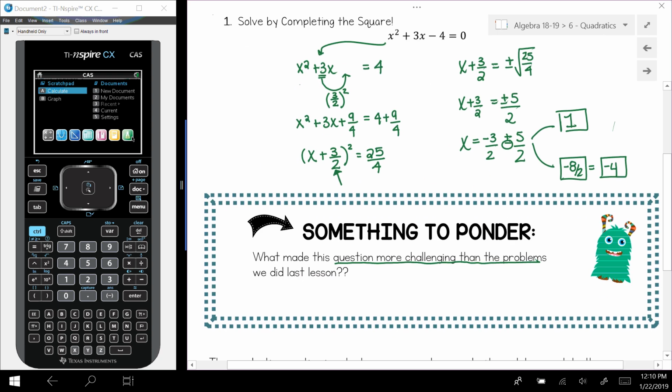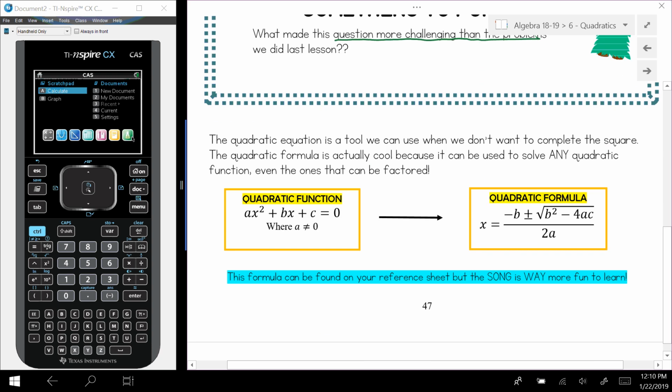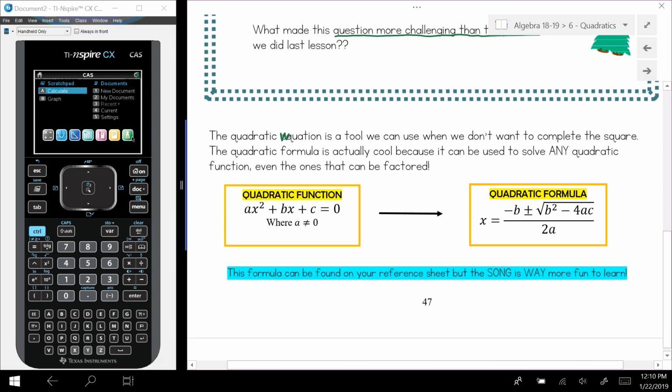So when completing the square isn't something we feel like doing, there's something in the world of algebra that's really important, and it is called the quadratic formula. What's so cool about the quadratic formula is that it will solve any quadratic equation algebraically. Literally any of them: the ones that can be factored, the ones that can be solved by completing the square.